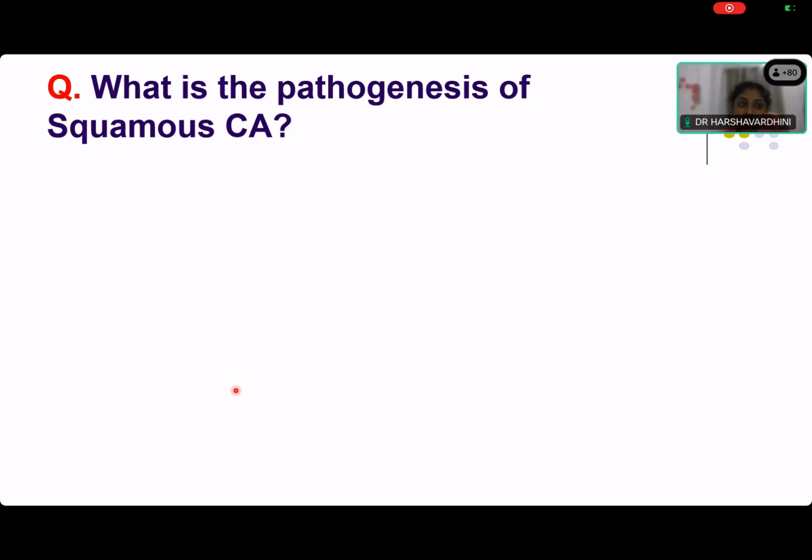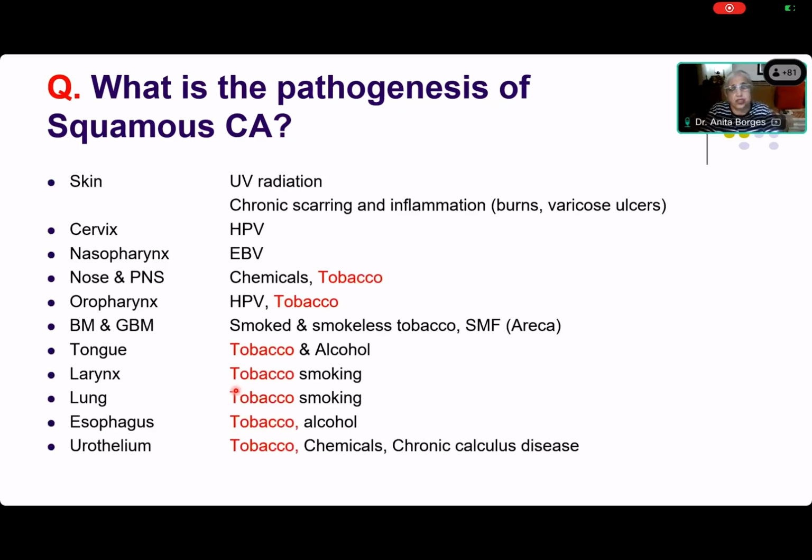Larynx. Yeah, anywhere where you have squamous mucosa that occurs either primarily or after metaplasia. So in the pathogenesis of squamous carcinoma, you have to factor in metaplasia. That's extremely important, right? So look at the places where squamous carcinoma occurs. In the skin, due to ionizing radiation, chronic scarring and inflammation. You have burns or you have varicose ulcers that are long-standing.